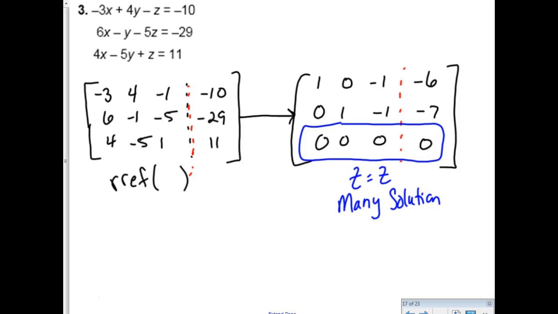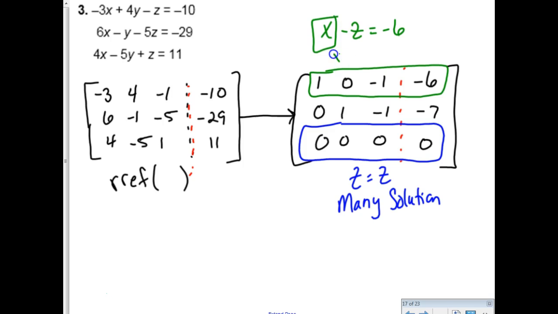Just like we did in that first example, you take your first line and you set it up. You translate it. You say x minus z equals -6. And then you solve it for x. So x is z minus 6.